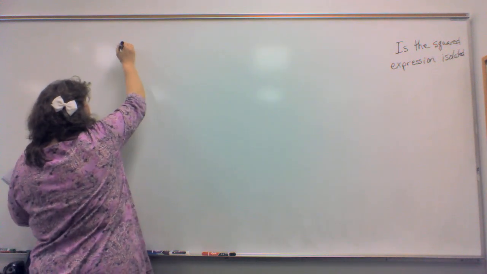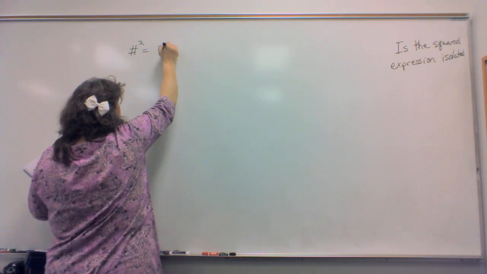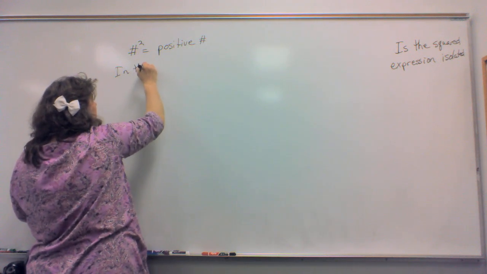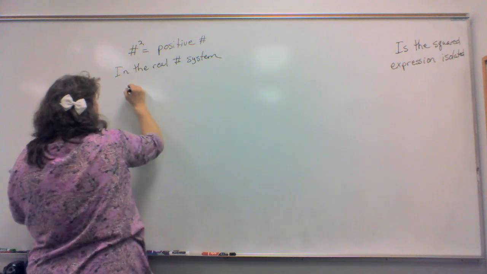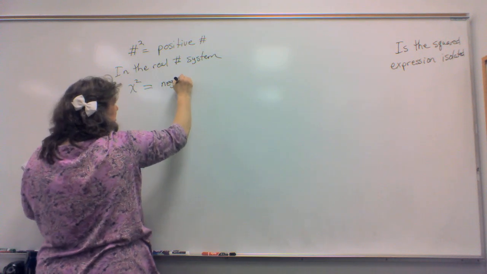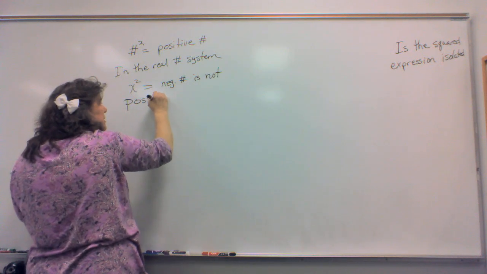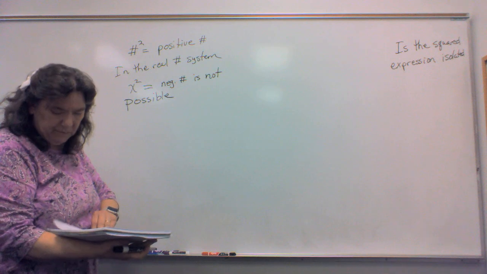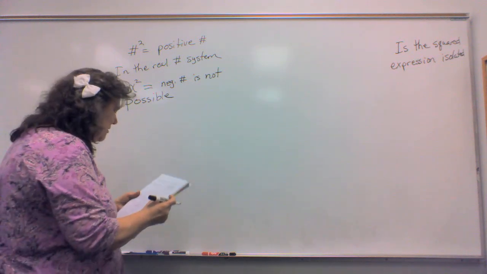Therefore, in the real number system, remember, if you have a number squared, this number produces a positive number. So, in the real number system, x squared equal to a negative number is not possible. But before we're done with this lesson, it's going to be possible because we're going to step outside of the real number system. But it starts by being in the real number system, okay? So let's look at those first.